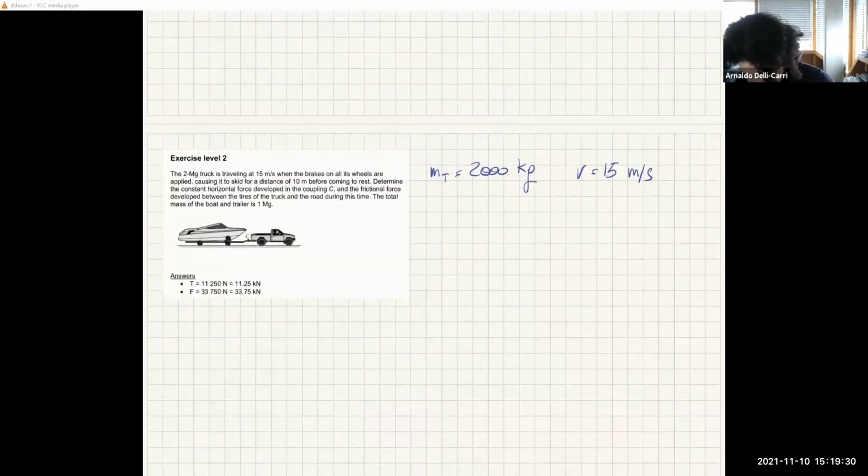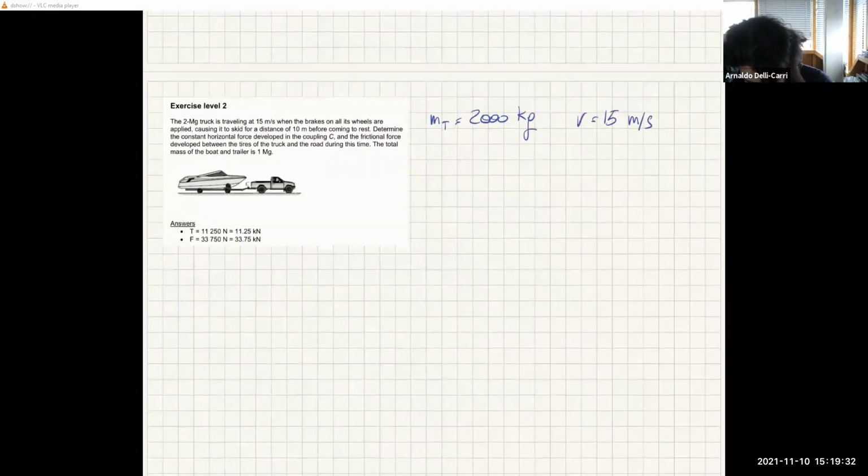Now, in this case, we have that the velocity of this truck is 15 meters per second. And now at this point, all the brakes are engaged, causing it to skid for a distance of 10 meters. So we know that it skids 10 meters before coming to rest. This is very important.